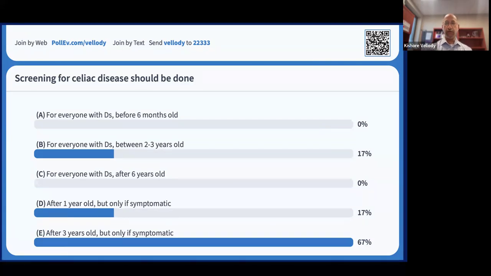And so we are looking at after 3 years old, but only if symptomatic. But actually, the correct answer is after 1 year old, but only if symptomatic. So this is a change. The right answer 15 years ago would have been B, for everyone with Down syndrome between 2 and 3 years of age. But actually, the answer now is only if they are symptomatic, and starting at 1 year of age is the low end where we would be checking.